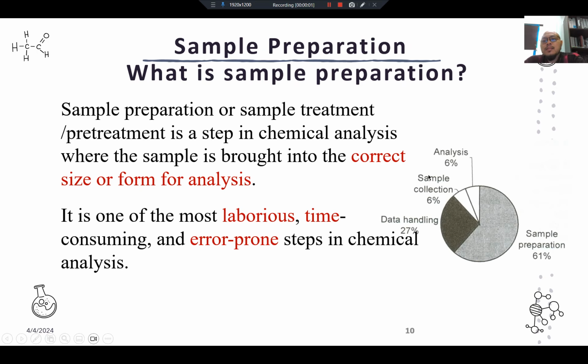We have the pie chart over here. If you look, sample preparation is about 61% of the entire analysis. Sample collection is merely 6%, sample analysis is about 6%, and the rest is data handling and the production of the report. But most of the time requires a lot of sample preparation.